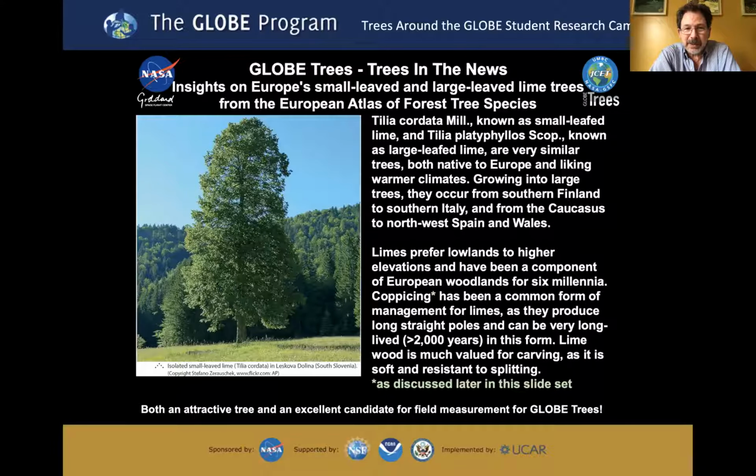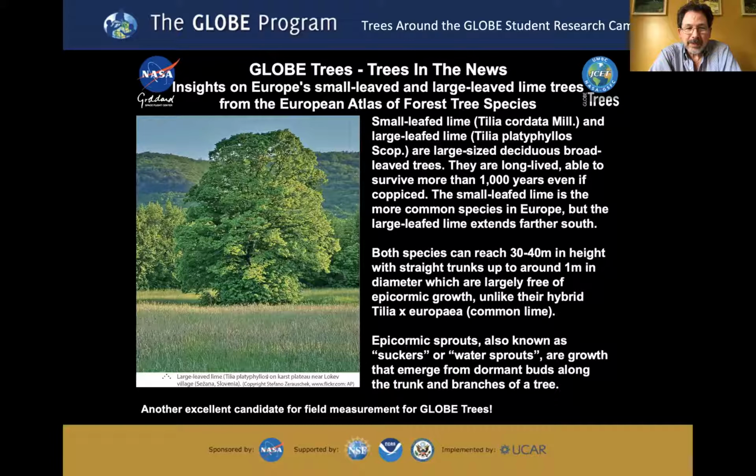Some interesting things to know about the small-leafed lime here. And next slide. And there's a large leaf, also another excellent candidate for measurement for Globe trees, if anybody can, of course, get to Slovenia. Really pretty sizable trees, 30 to 40 meters in height, and beautiful straight trunks. They are excellent timber for many uses, and very long lived.